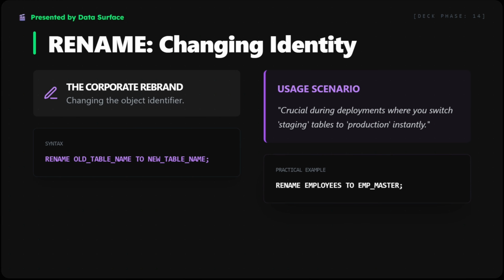Let's move on to the rename. Here we have seen one rename at the column level. If you want to rename a column, we go with alter table rename. But if you want to change the table name itself, it is rename old table name to new table name. So this is basically table level. Don't get confused. Rename can be used in two ways: one is column level, the other is table level.